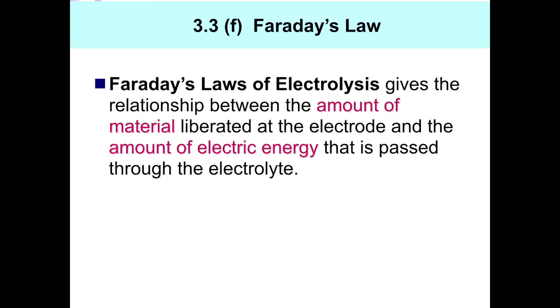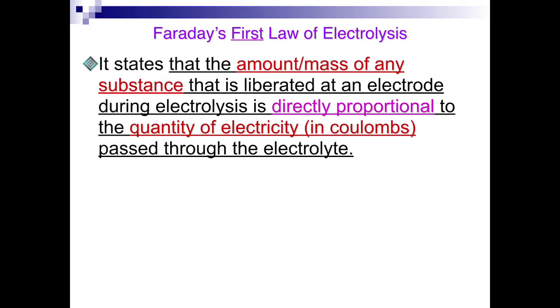Faraday's first law of electrolysis gives the relationship between the amount of material liberated at the electrode and the amount of electric energy that is passed through the electrolyte. It is defined as: the amount or mass of any substance that is liberated at an electrode during electrolysis is directly proportional to the quantity of electricity in coulombs passed through the electrolyte. This means that any amount of substance produced at an electrode is directly proportional to the amount of current used.